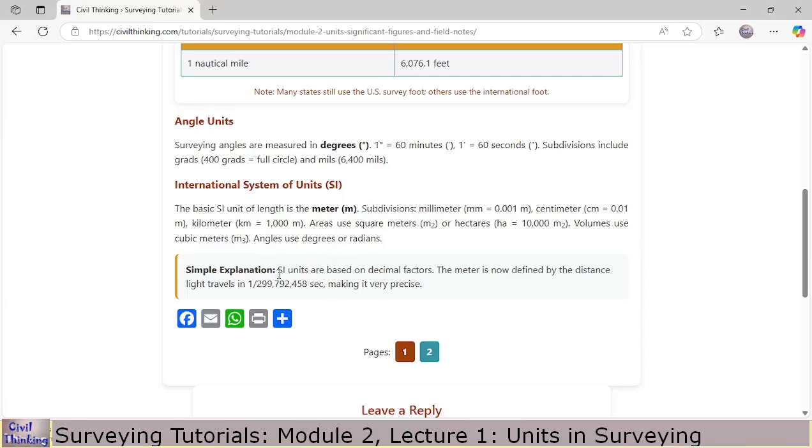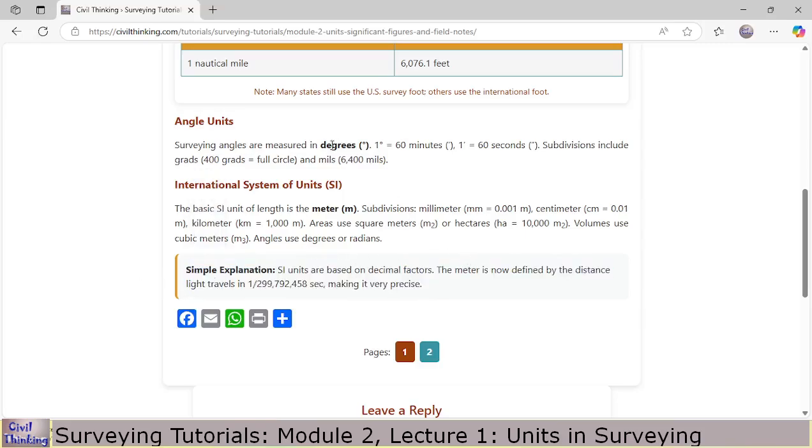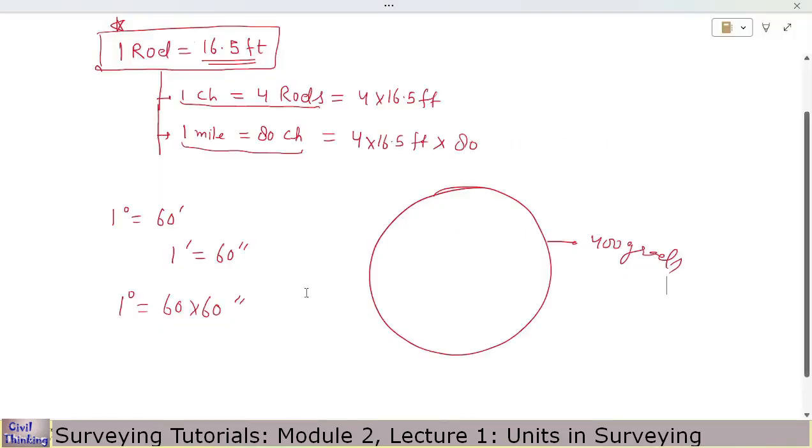Now there is a simple explanation here. SI units are based on decimal factors. The meter is now defined by the distance light travels in a certain time, but that is not important, by the way. All you have to remember is this: 1 degree is 60 minutes and 1 minute is 60 seconds. Basically, you have to remember all of these things.